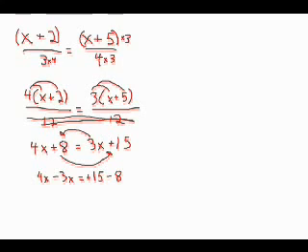Now 4x minus 3x, nice thing here is that's 1x. 1x is just the same as x. Positive 15, or 15 minus 8, is 7. So we've done it. We've got x by itself on one side of the equal sign.